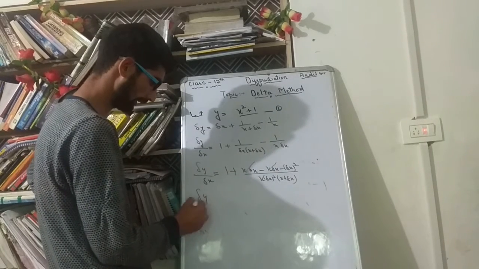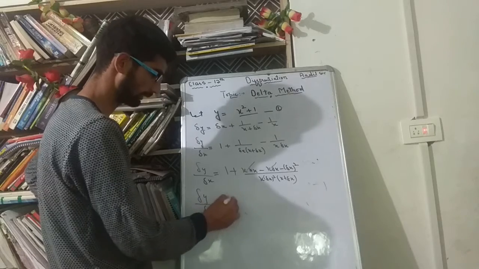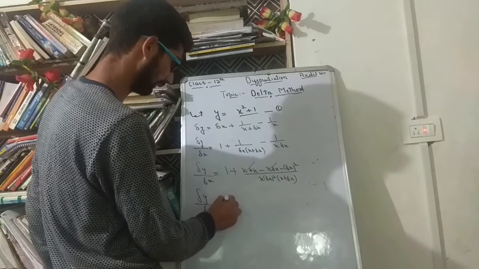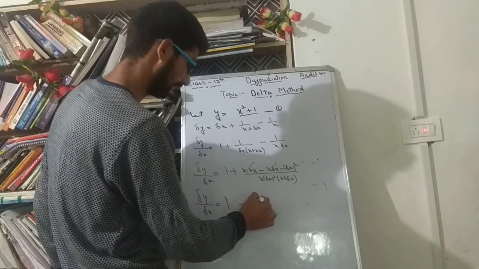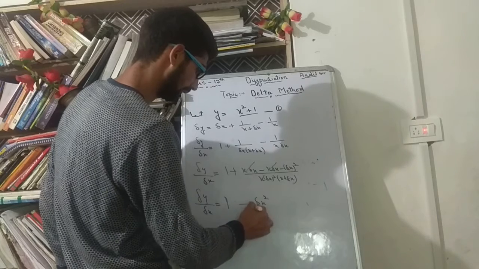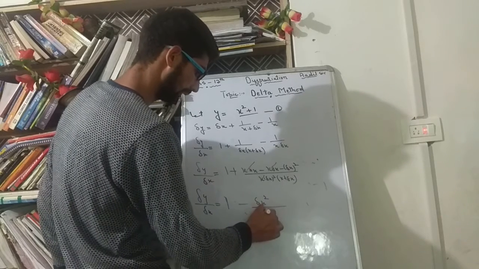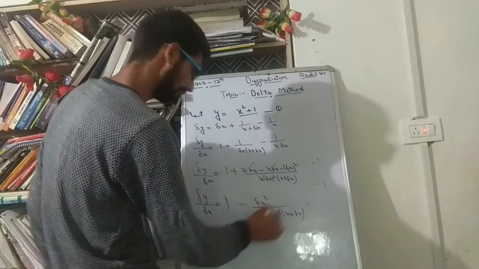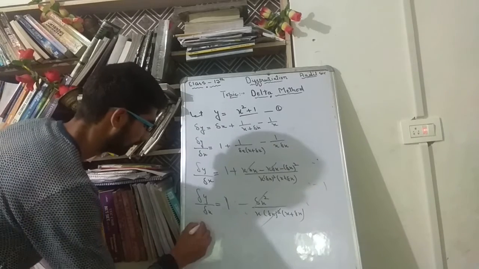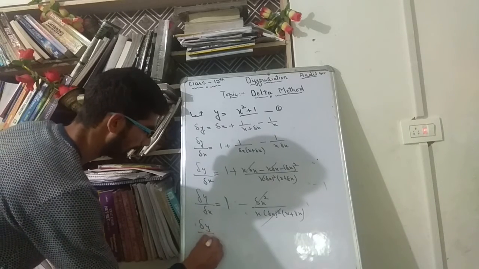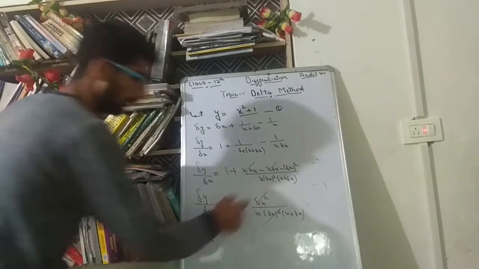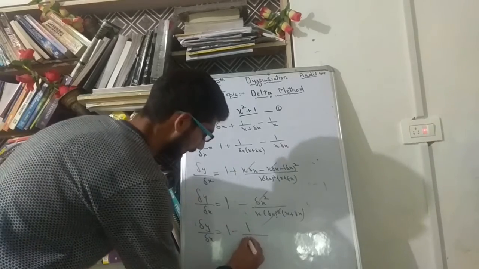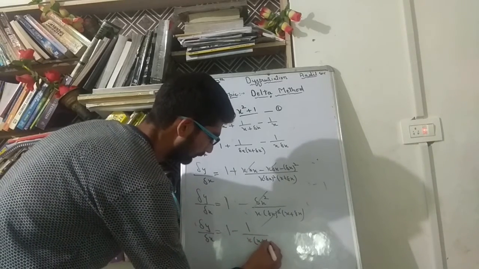We are getting del y divided by del x equals to 1 plus, now this is 1, and here it is minus del x square divided by x del x square, x plus del x. So this del x square and del x square will get cancelled. We are getting del y divided by del x equals to 1 minus, it is a very easy method, 1 divided by, but it is lengthy, 1 minus 1 divided by x plus del x.